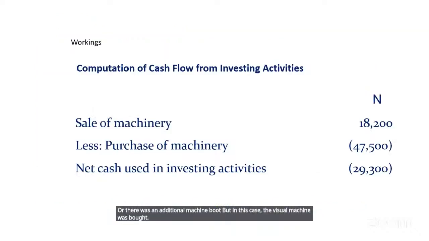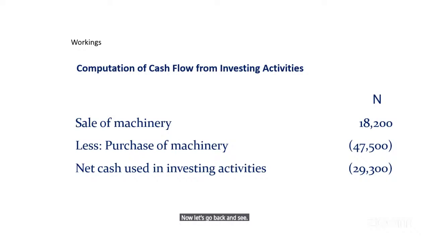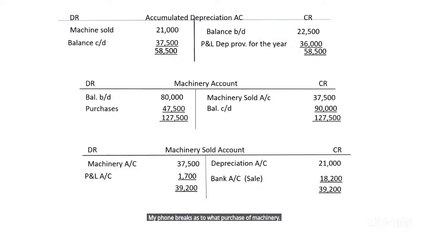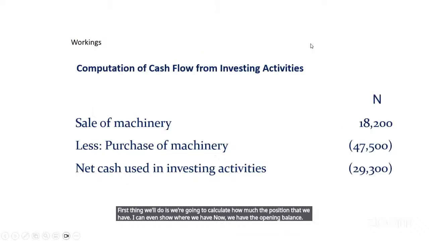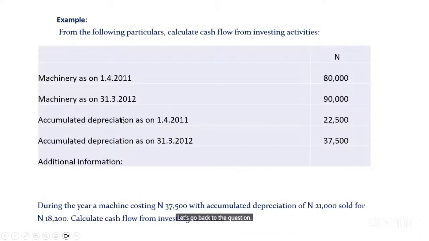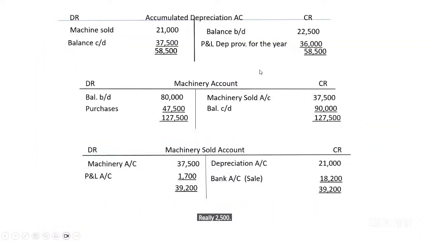Now let's go back and see. How did you get this 37,500 as purchase of machinery? We have some working here. First thing we do is calculate how much depreciation we have, accurate depreciation. Now, we have the opening balance of depreciation. Let's go back to the question. The opening balance is 22,500, which is this one.